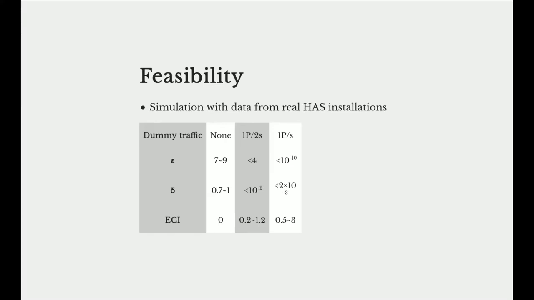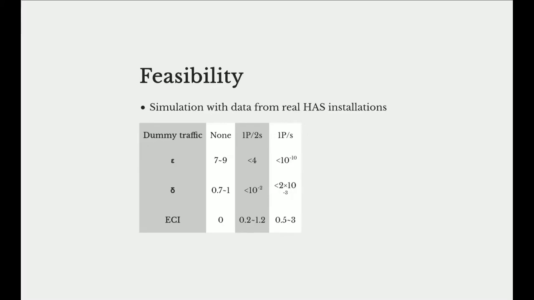Using this simulation, we could see that using no dummy traffic, the value of epsilon is in the range of 7 to 9, and the value of delta is in the range of 0.7 to 1, where 1 is the worst case, namely that a given observation is so unique that the attacker can learn a definitive piece of information from this.